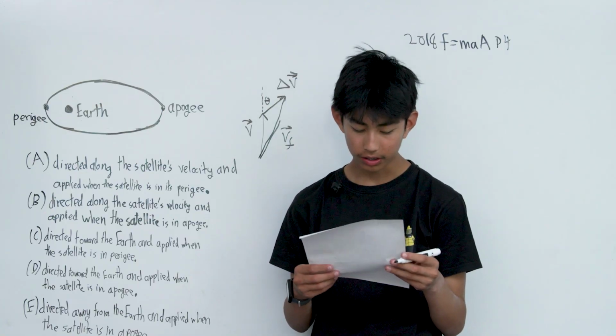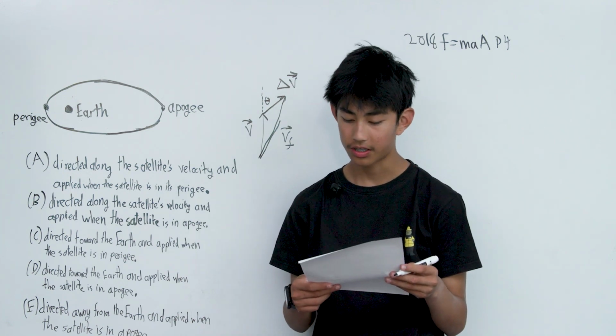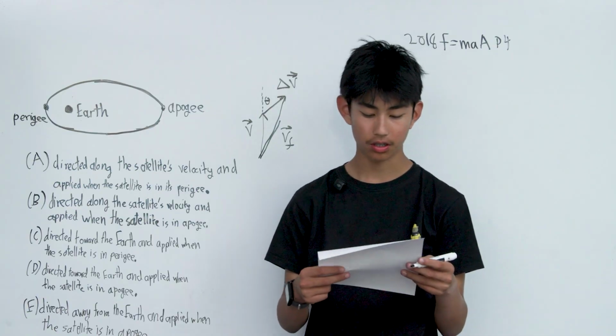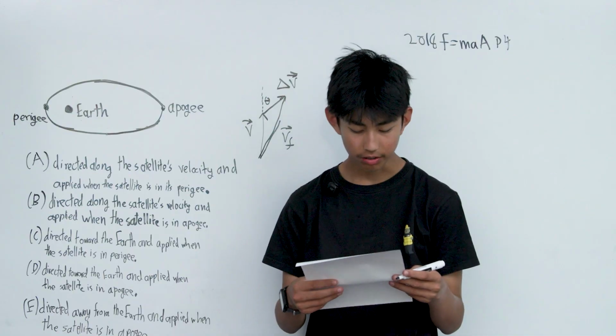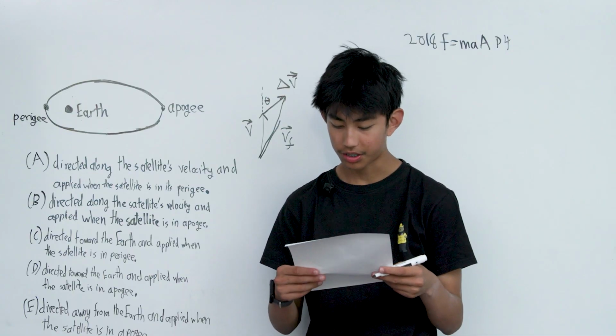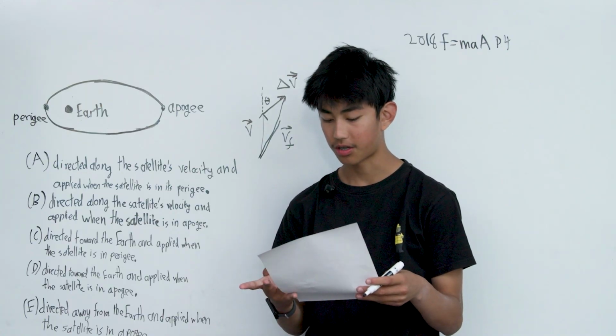B, directed along the satellite's velocity and applied when the satellite is in apogee. C, directed towards the Earth and applied when the satellite is in perigee. D, directed toward the Earth and applied when the satellite is in apogee. And E, directed away from Earth and applied when the satellite is in apogee.